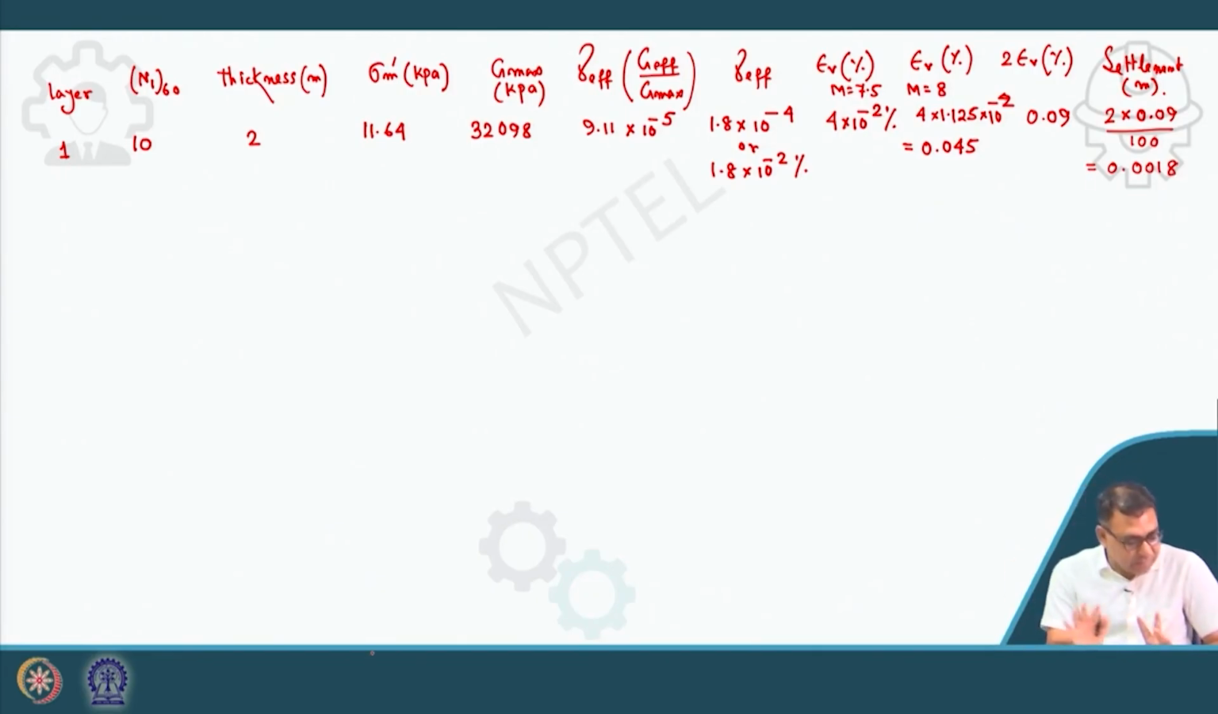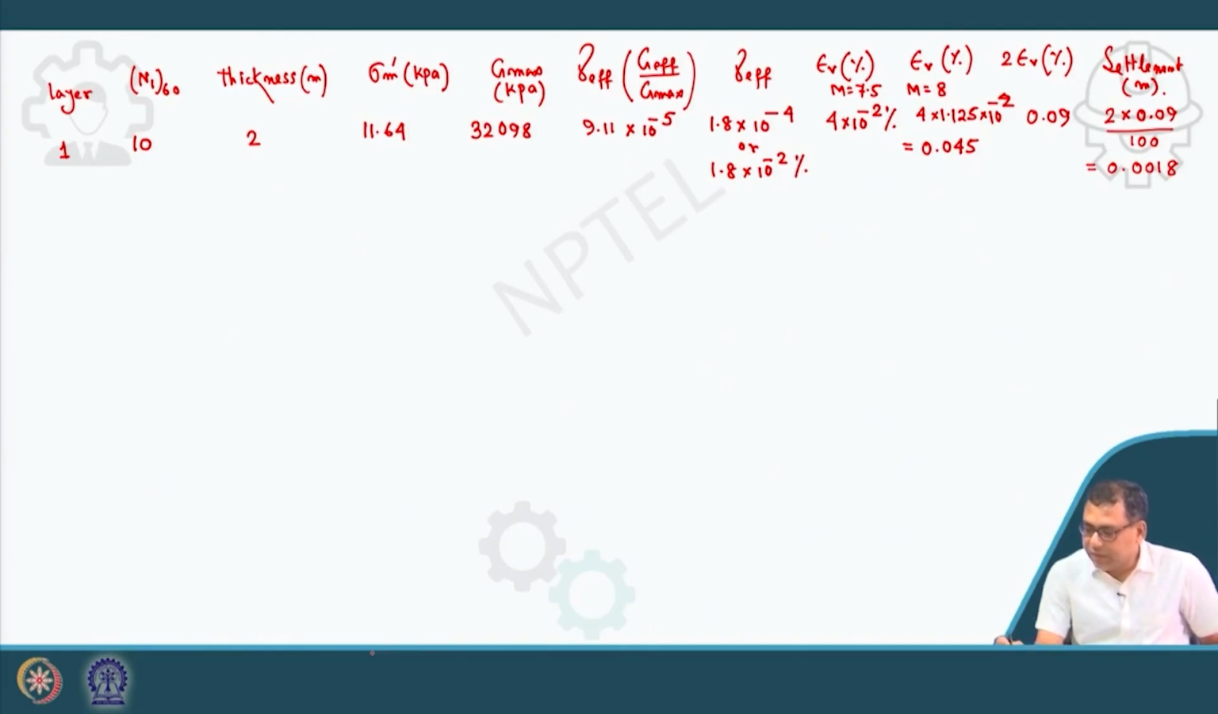Now, the same process I will follow for the other layers. I am not showing that calculation, the same calculation, only the depth will change. Initially, for layer 1, I determine everything at the middle of the layer, 1 meter. For layer 2, I will go for 3 meter. Layer 3, I will go for 5 meter. Layer 4, I will go for 7 meter depth. And the rest of the things are the same. I will follow the same process.